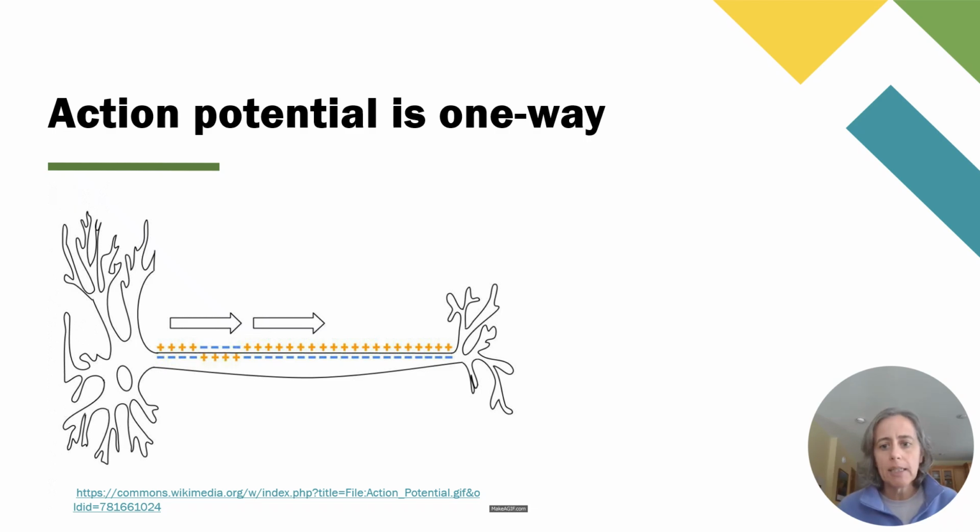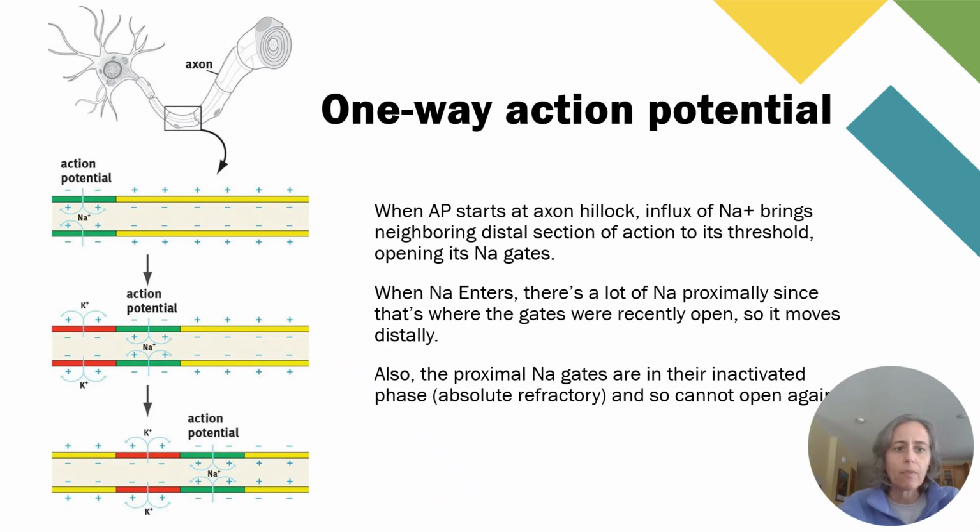So why does it always continue sequentially down the length of the axon? Why doesn't it kind of jump around? Let's take a look. Okay. So I like this diagram, but there is a typo, so we'll get there in a minute.